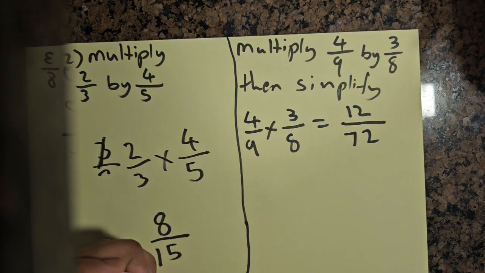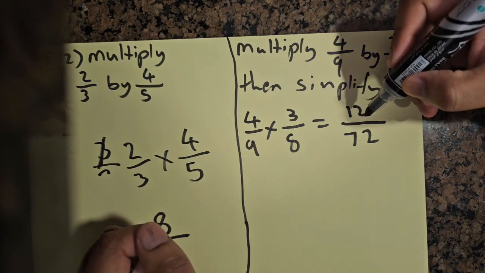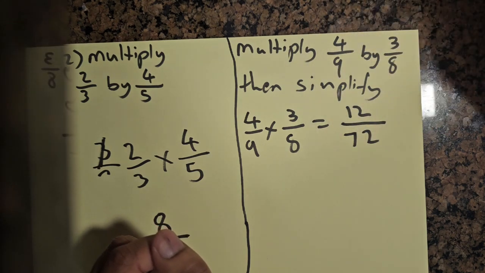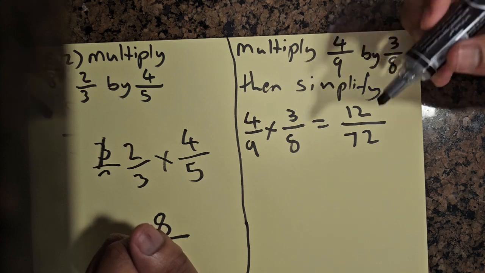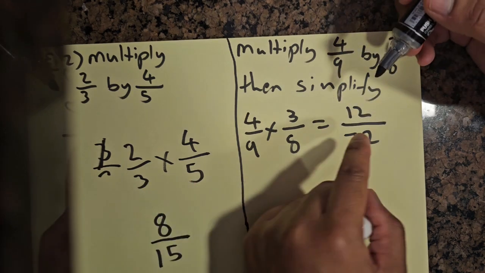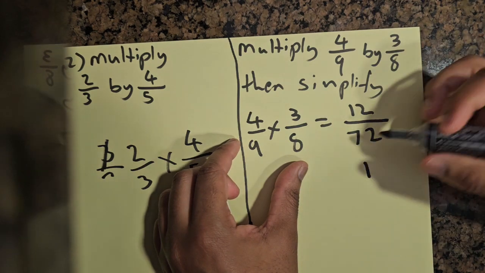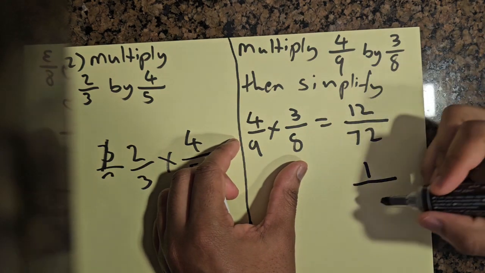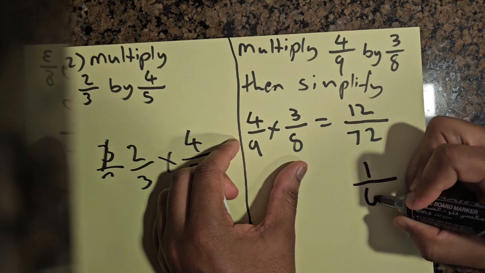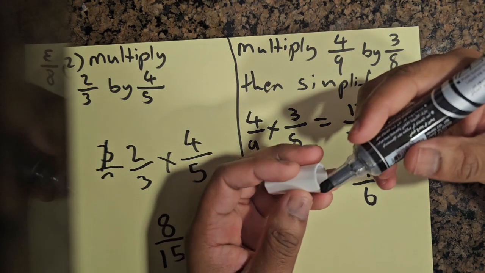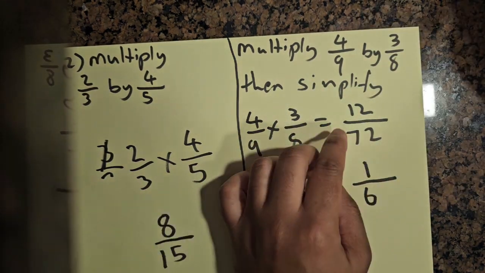So now I need to check what's the biggest number that goes into 12 and 72, and then use that to simplify. So from here I can see the biggest value is 12. 12 goes into 12 one time, and 12 goes into 72 6 times.